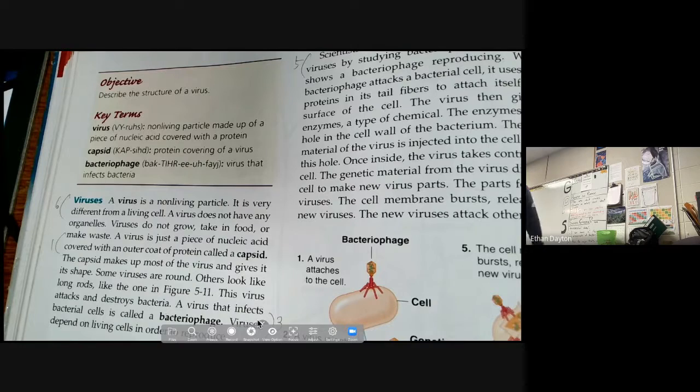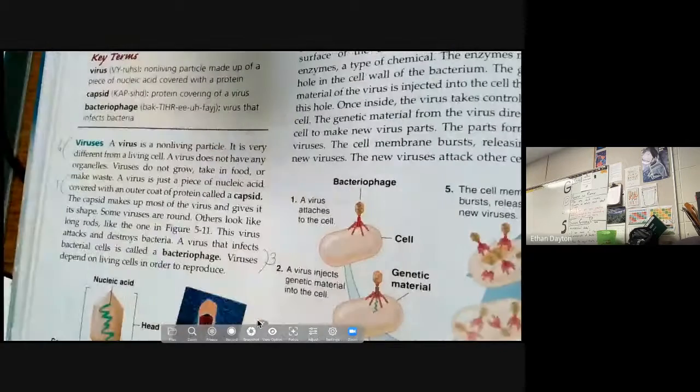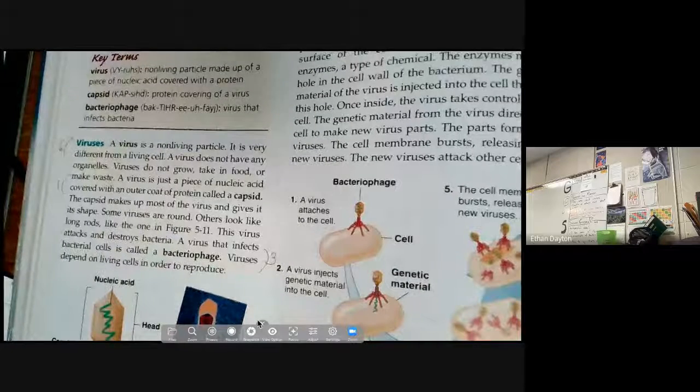Okay, so Jake is volunteering to read the first paragraph. Go ahead, buddy. A virus is a non-living particle. It is very different from a living cell. A virus does not have any organelles. Viruses do not grow, take in food, or make waste. A virus is just a piece of nucleic acid covered with an outer coat of protein called a capsid. Capsid. Yep. A capsid makes up most of viruses and gives it its shape. Some viruses are round, others look like long rods, like one in figure 5-11.